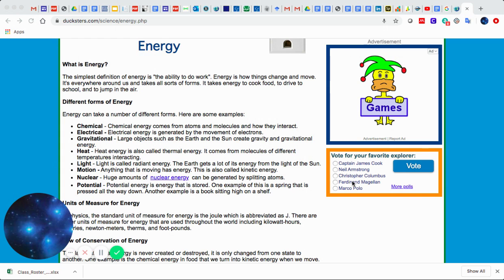Heat energy is also called thermal energy. It comes from molecules of different temperatures interacting. Light is called radiant energy. The earth gets a lot of its energy from the light of the sun. Motion: anything that is moving has energy. This is also called kinetic energy. Nuclear: huge amounts of nuclear energy can be generated by splitting atoms. Potential energy is energy that is stored. One example of this is a spring that is pressed all the way down. Another example is a book sitting high on a shelf.